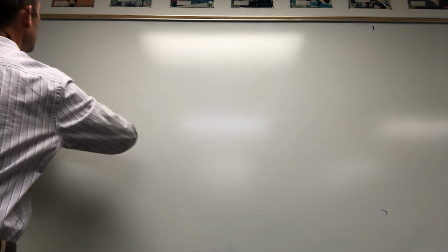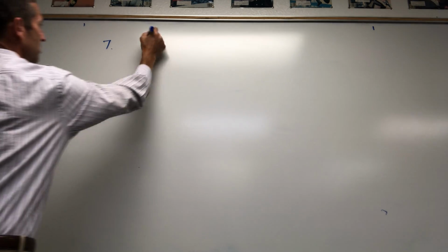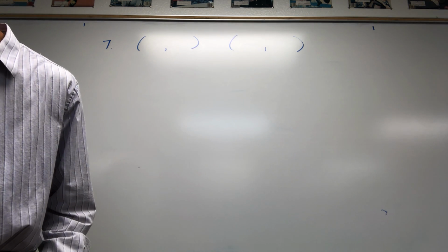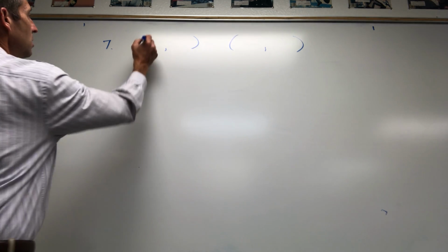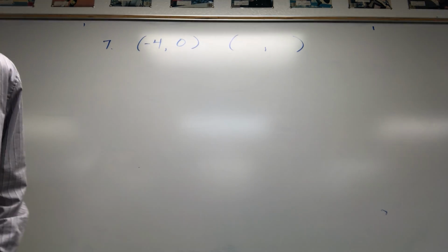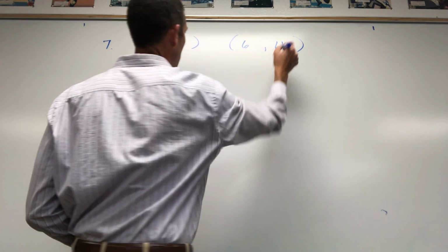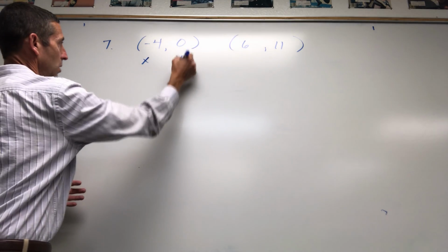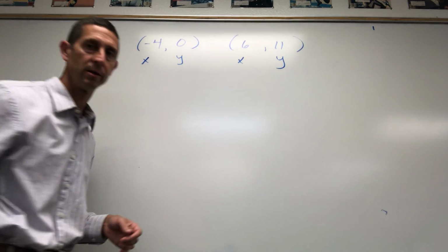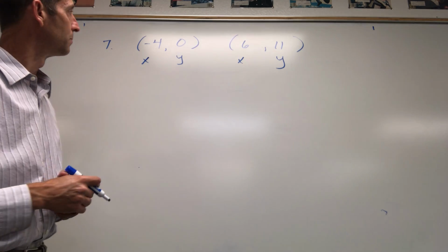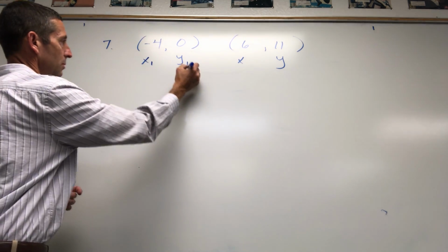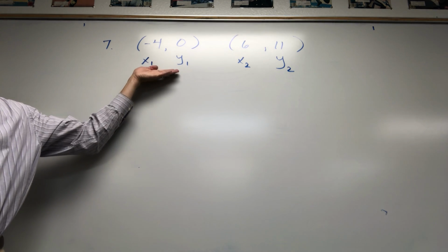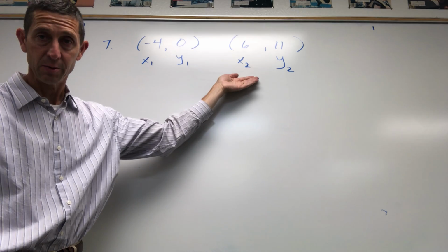All right, I think this is number 7. And you know how your textbook is. We got to get a fraction in there. Let's go negative 4, 0. And 6 and 11. So again, let's label everything perfectly correctly. You've got x coordinate, y coordinate. You have x coordinate, y coordinate. So here we go, x1, y1, x2, y2. First x, first y, x1, y1. Second x, second y, x2, y2.